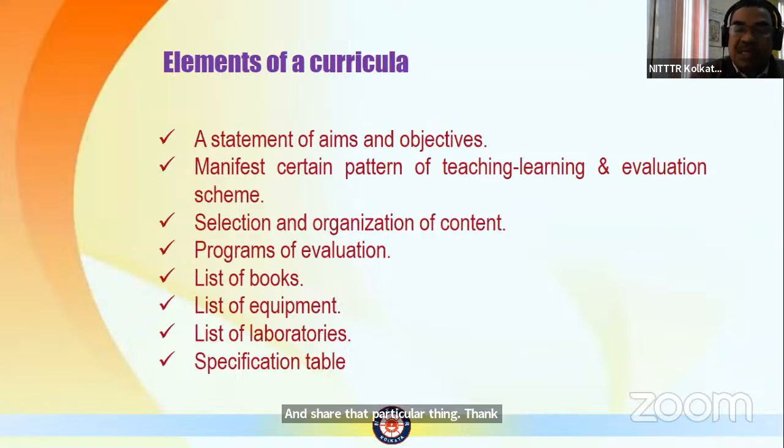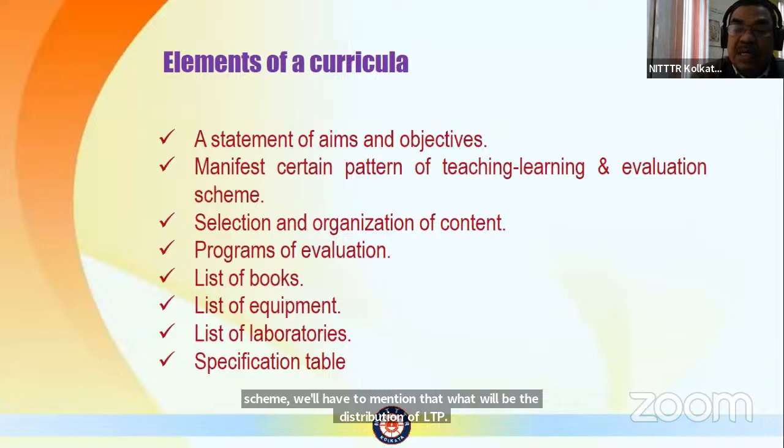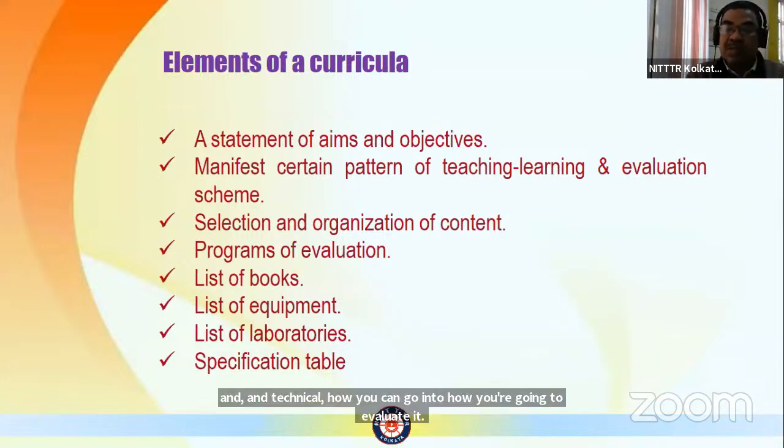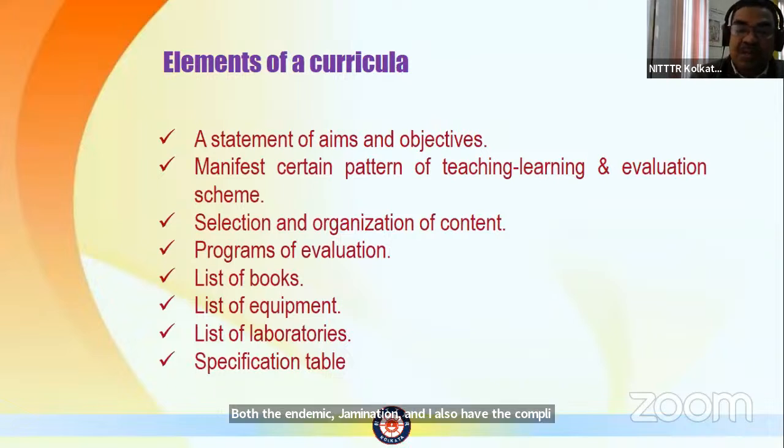A manifest pattern of teaching, learning, and evaluation scheme. Semester wise, each semester has two components: one is called the teaching scheme, and another is called the evaluation scheme. In the teaching scheme, you have to mention the distribution of LTP, lecture, tutorial, and practical. In the evaluation scheme, for both theory and practical, how you are going to evaluate, both in term examination and also the comprehensive or continuous evaluation.